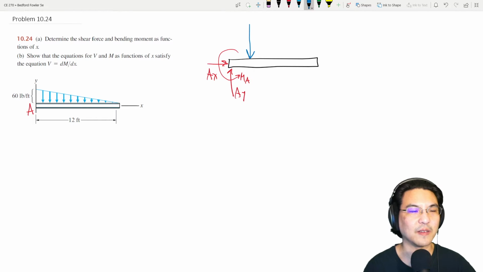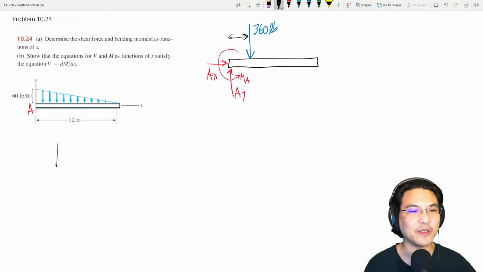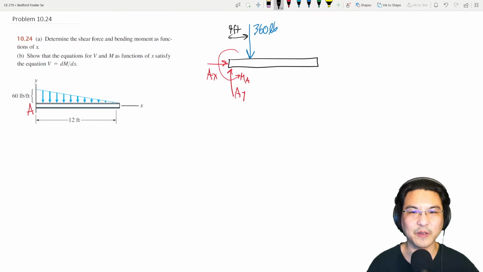which is the area of the shape. So 1/2 base times height would be 360. And the location of that force is at the centroid of the shape, which is 1/3 of the way over. So that should be 4 feet. Okay, so let's find those reactions.